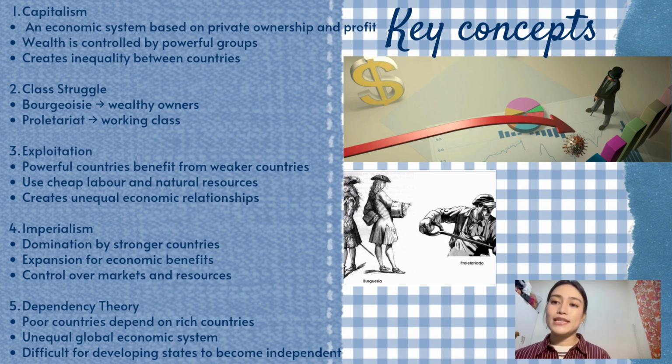Lastly is dependency theory. Dependency theory explains that developing countries remain dependent on the developed countries for loans, investment, and technology. Marxists argue that the international economic system benefits rich countries more. Because of this dependency, poorer countries face difficulties achieving economic independence and development.